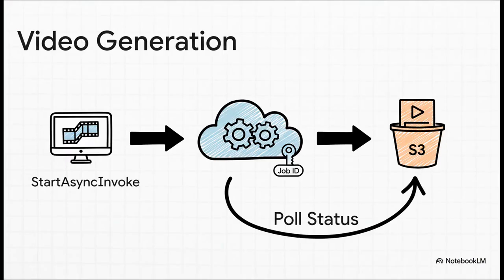Now, generating video is a whole different beast, right? It's a much heavier lift than text, so you can't just sit there and wait for an instant response. That's why Bedrock handles it asynchronously. You kick off the job with a call like start async invoke, you tell it where to put the final video in an S3 bucket, and then you get back a job ID. From there, you just check in on it, you pull the status until it's complete. It's a really robust way to handle those big, long-running creative tasks.